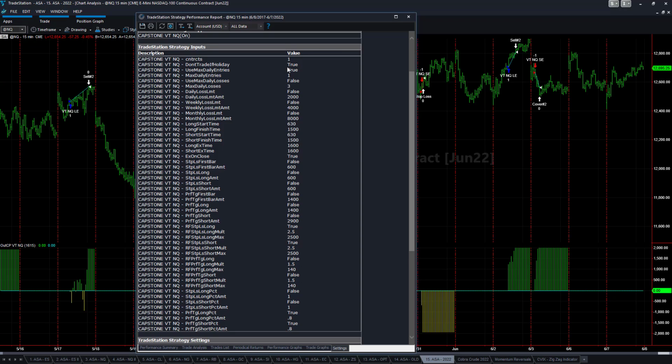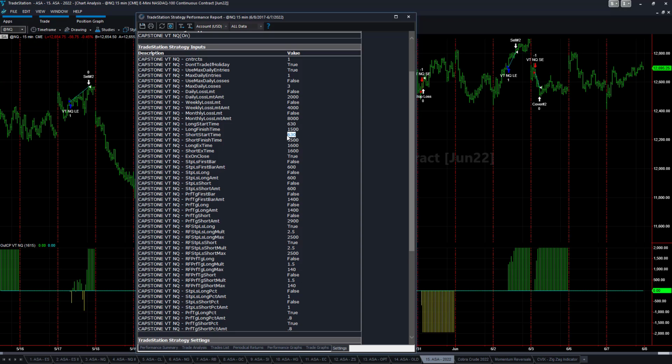Don't trade if holiday function is set to true. Max daily entries is just 1. We're not using max daily losses, a daily loss limit, a weekly loss limit, or a monthly loss limit. The start time says 6:30. This is using a custom session, so you could put 9:30 there as well. It would not start trading until after the first bar, 9:45. So the data doesn't include 6:30 since it's not a 24-hour session.